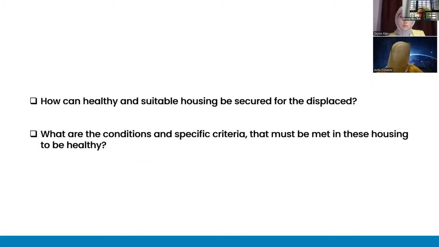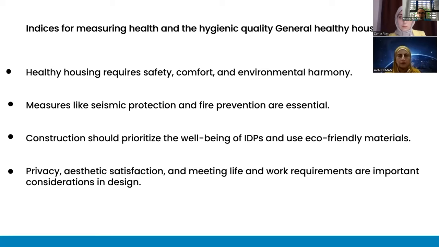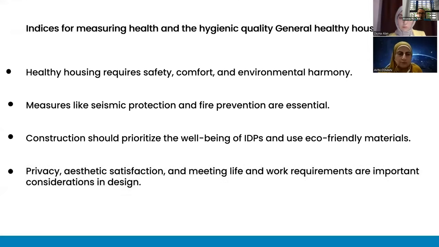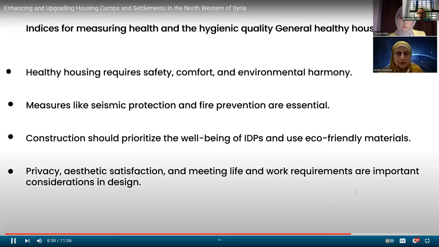And what are the conditions and specific criteria that must be met in the housing to be healthy? Index for measuring health and hygiene quality, general healthy housing. Healthy housing requires safety, comfort, and environmental harmony. Measures like seismic protection and fire prevention are essential. Construction should be in eco-friendly material, with privacy and aesthetic aspects.